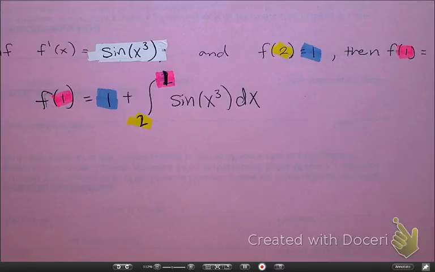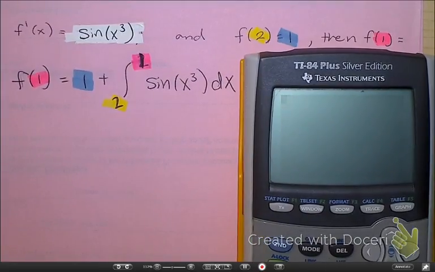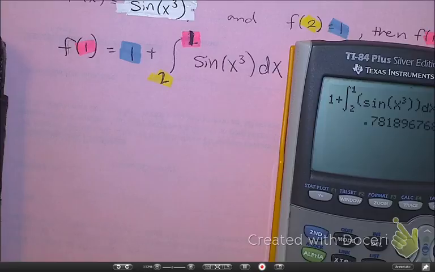So if I take my calculator and I put this into my calculator, I'm going to go 1 plus math 9, the integral from 2 to 1 of sine of x cubed dx. And that equals 0.782. And that would be one of your answer choices.